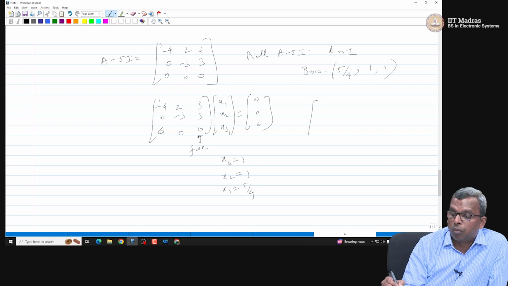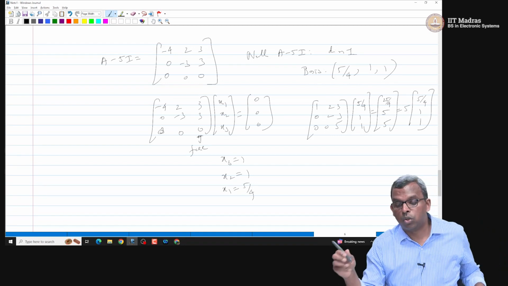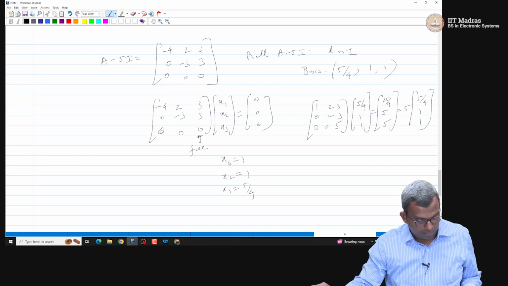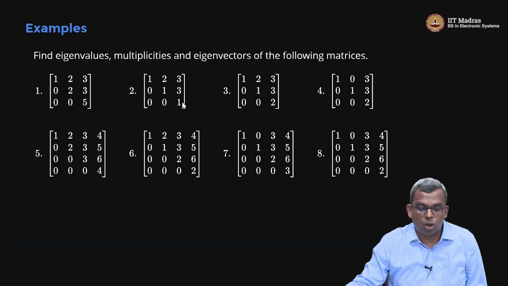You can quickly check that [1, 2, 3; 0, 2, 3; 0, 0, 5] multiplied by [5/4, 1, 1] is actually 5 by 4 plus 5, that is 25 by 4, 5, 5. So, it is 5 times [5/4, 1, 1], and that also checks out. Notice how you get the answer quite easily. I am not going to show you every other example. I will just talk about the multiplicities here.